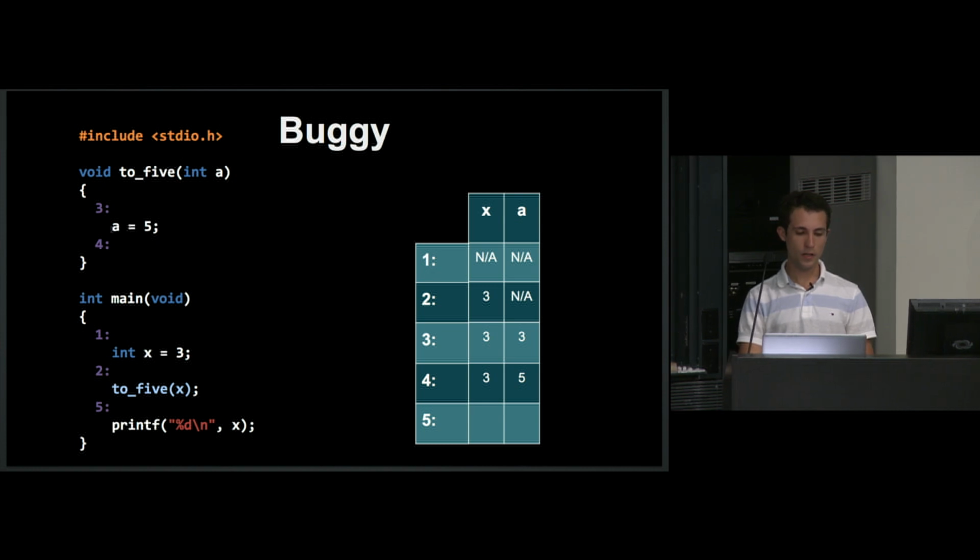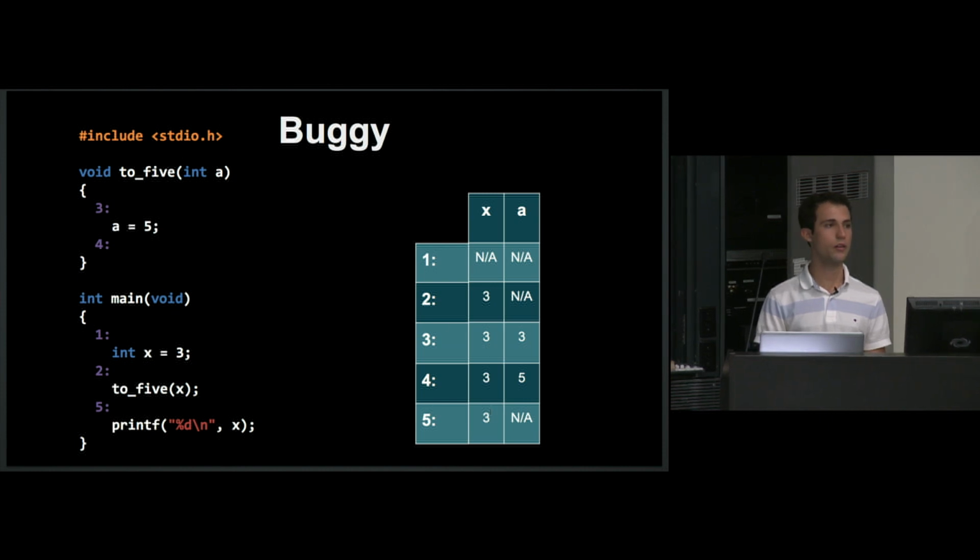Okay, so what's the last line? After to5 returns, a is simply going to go away. We won't have a anymore, and only x will still live on. And guess what? X didn't change its value after all, because we're only changing the value of a. That's why x was 3 throughout. Okay?